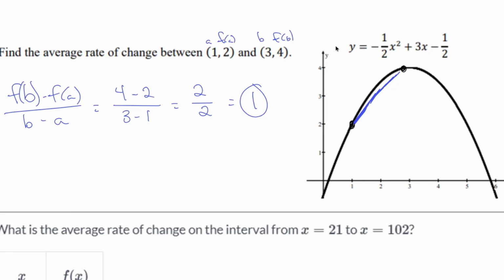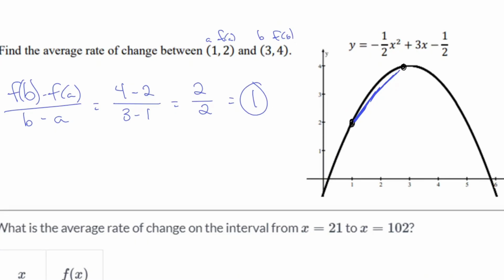Now, this doesn't represent a real-life object, but what this would mean is this is changing at a rate of 1 unit, so it goes up 1 y as it goes over 1 x. Okay? That is what the average rate of change in this fake problem means.